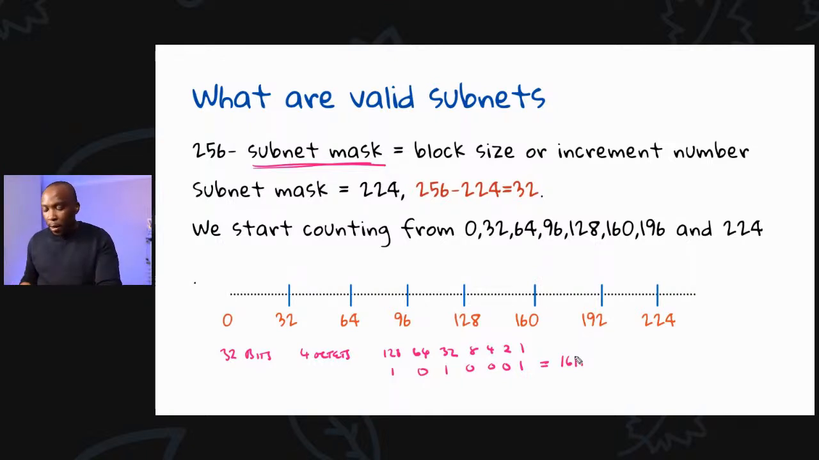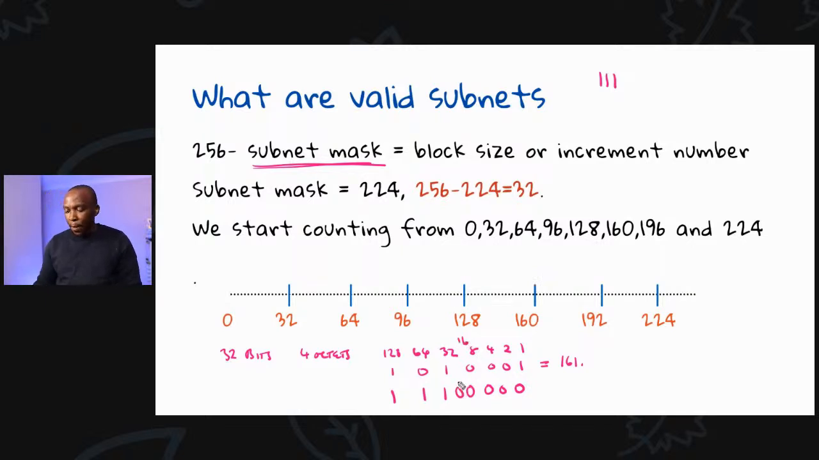So now, earlier on, we borrowed 3 bits, right? The first 3 bits of the last octet. We borrowed the first 3 bits, which means that our binary equivalent is going to be 111 and then 5 zeros. Sorry, 5 zeros: 16, 8, 4, 2, 1. So 128 plus 64 gives us 192. 192 plus 32 gives us 224. So our subnet mask is a 224.